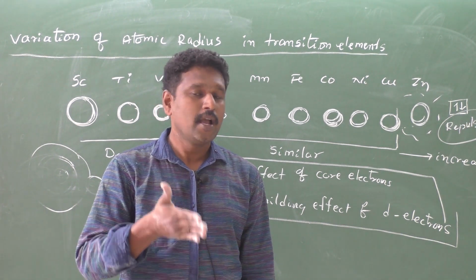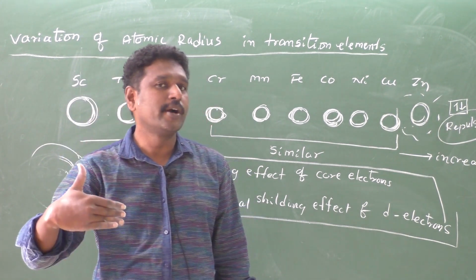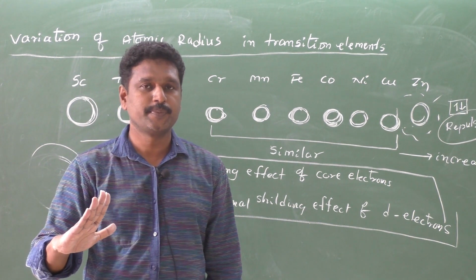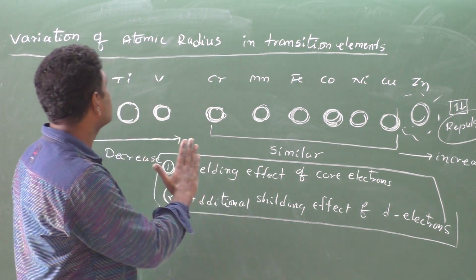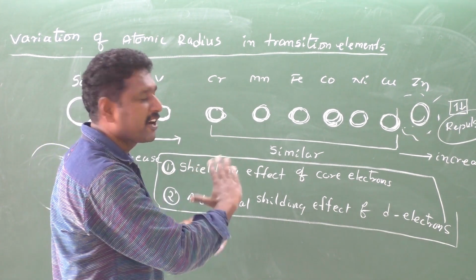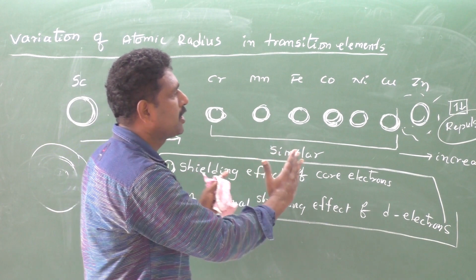We'll discuss it later. In representative elements, the radius gradually increases in a group and gradually decreases in a period. But in transition elements, some different trend is there. Scandium to chromium decreases, chromium to copper is similar.